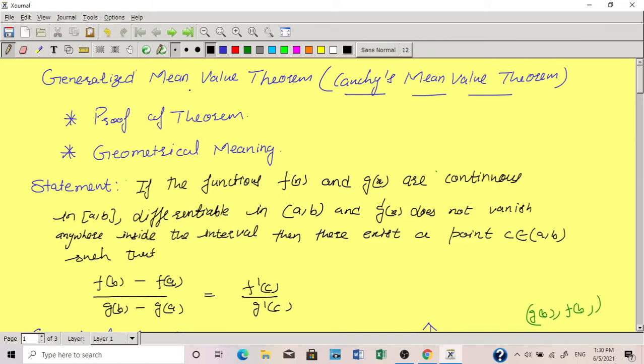Hello everyone. In this lecture, we are going to discuss the generalized mean value theorem, that is the Cauchy mean value theorem. Cauchy mean value theorem is a more general form of Lagrange's mean value theorem. Here we will discuss the proof of the theorem and the geometrical meaning of the theorem.